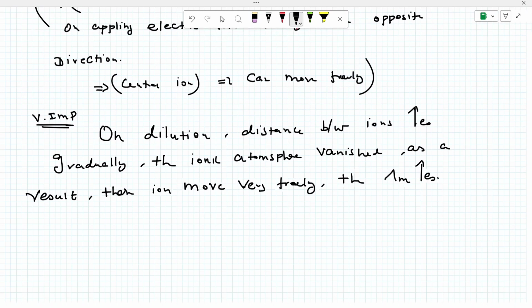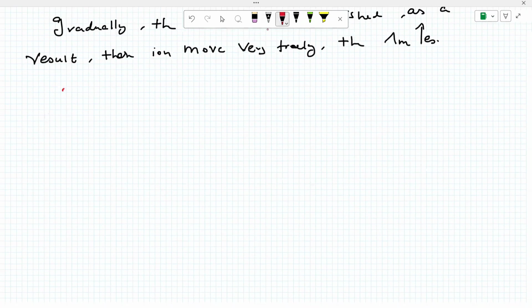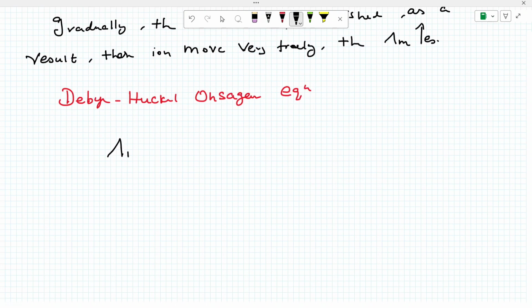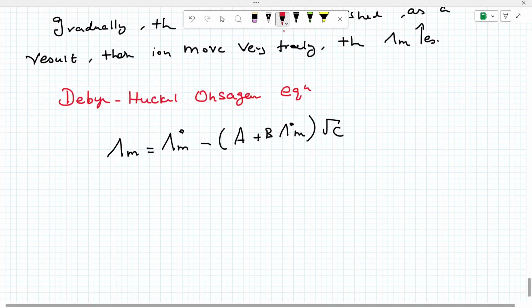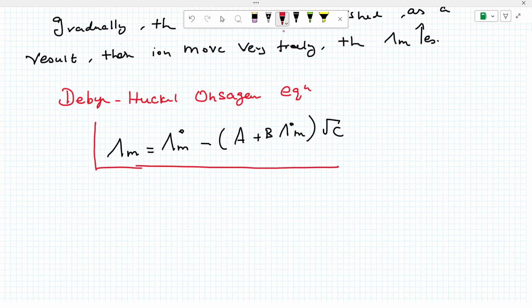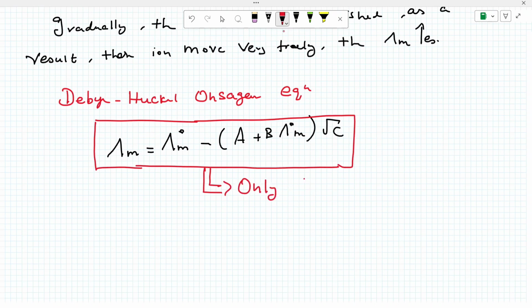Yeah. Now, what is the equation? Debye-Huckel, please note. The equation is called the Debye-Huckel-Onsager equation. Please note this equation: lambda m equals lambda m naught minus (a plus b lambda m naught) root c. This is the formula. But please listen, this formula is only for strong electrolytes.